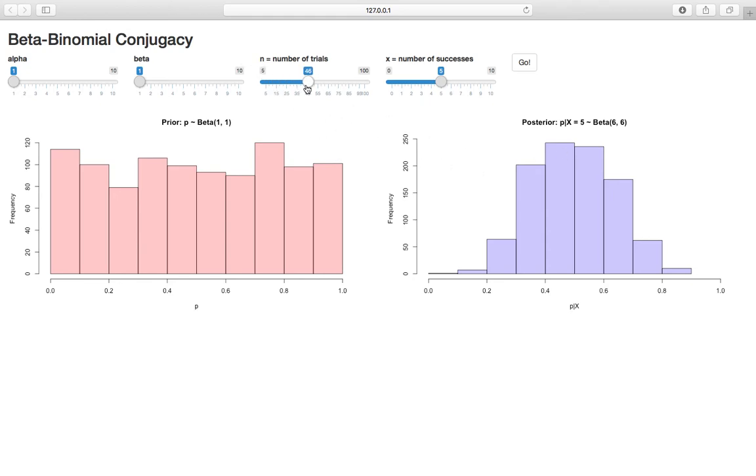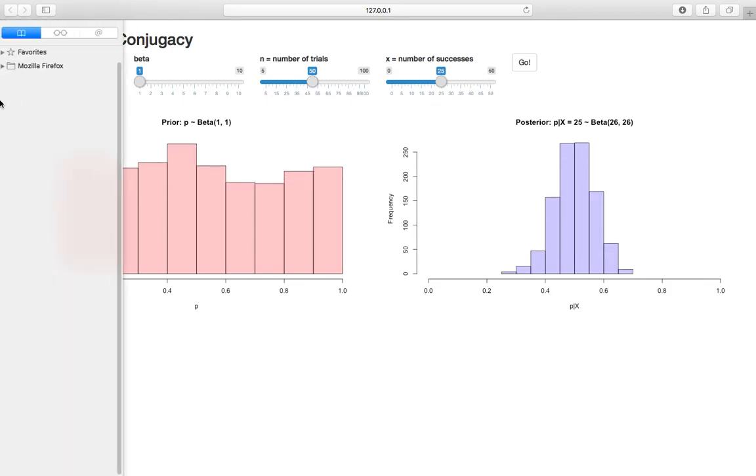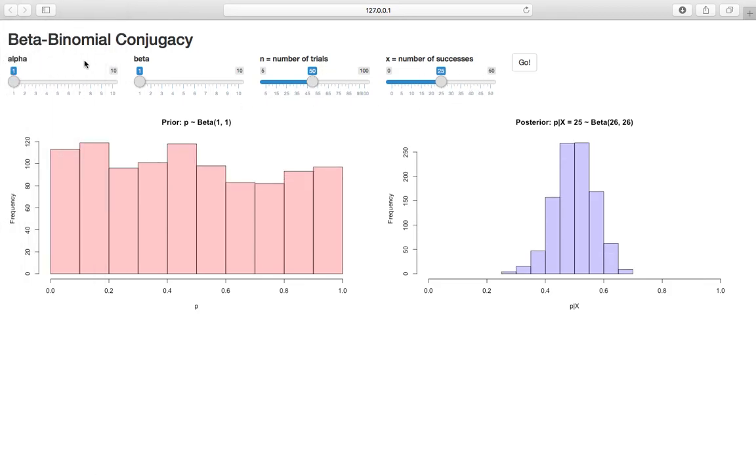So let's move number of trials back up to 50, number of successes 25. And now let's think about changing alpha and beta, so changing our prior guess on P. If we increase alpha, we saw that our prior will be right skewed. What does that mean for our posterior?